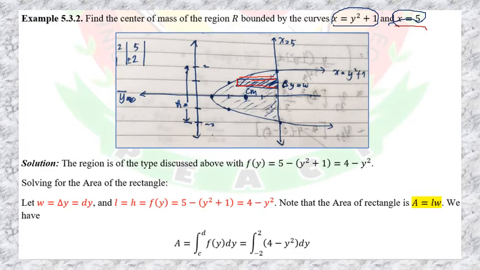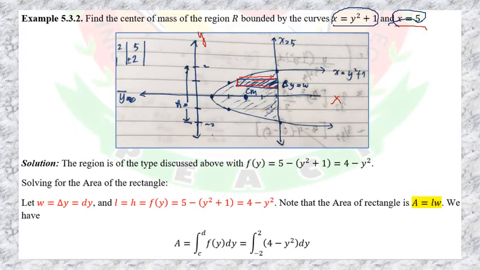Okay, solving for the area, let W is equal to delta y. Why delta y? Because our rectangle is horizontal. Take note, if the rectangle is horizontal, its width is delta y or dy. If it were a vertical rectangle, the width would be delta x, which is parallel to the y-axis. This is the y-axis, and this is the x-axis. The width relates to our limits.